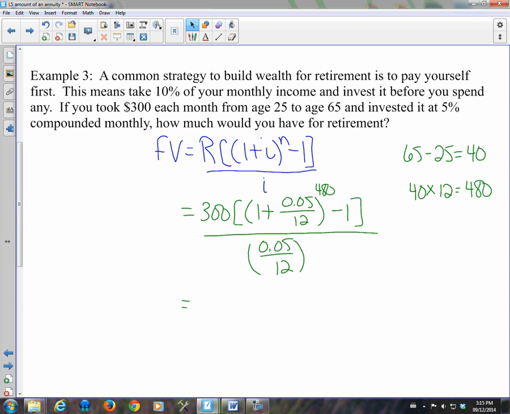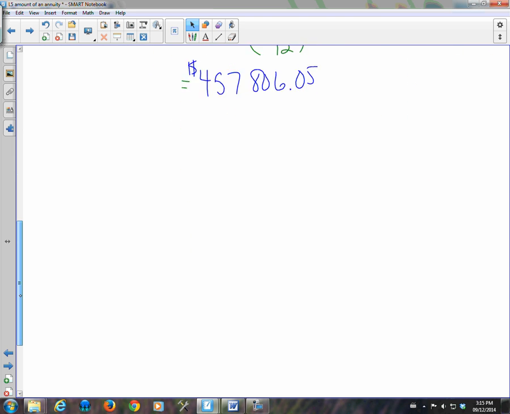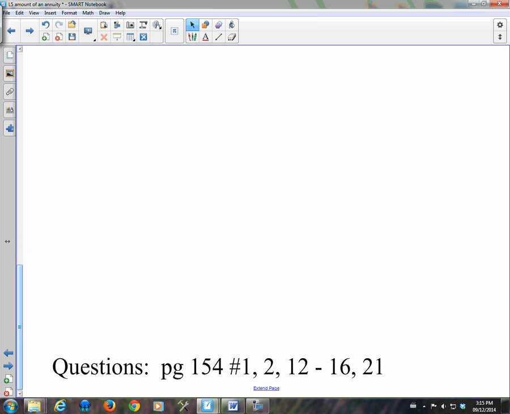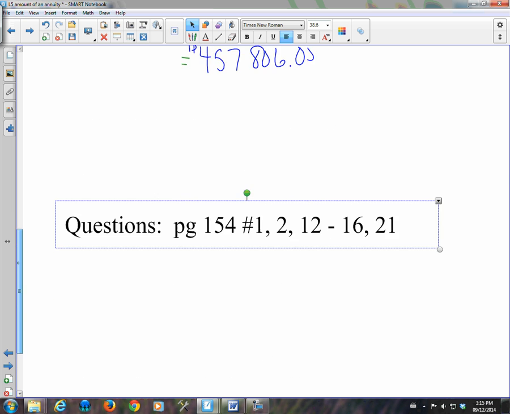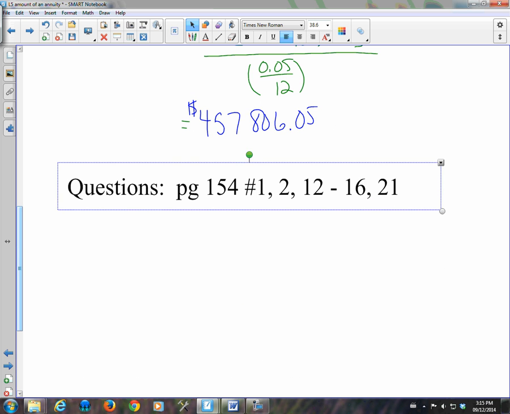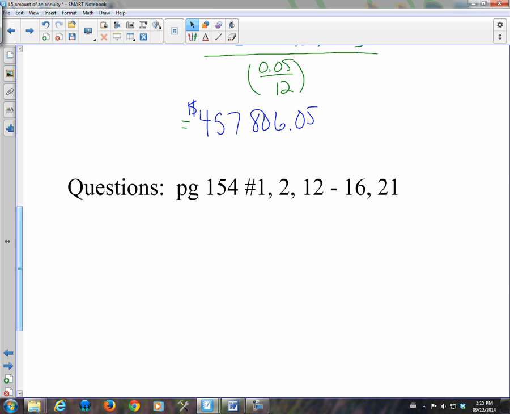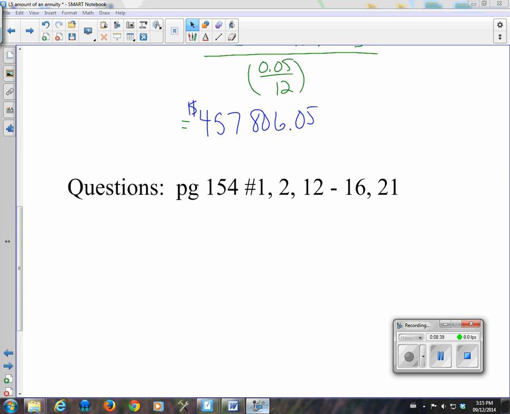All right, what did you get? I got $457,806.05. That's what I got. And there it is. So that leaves you guys with some of your own to try, to make sure you know how to use this formula and how to use your calculator for it.